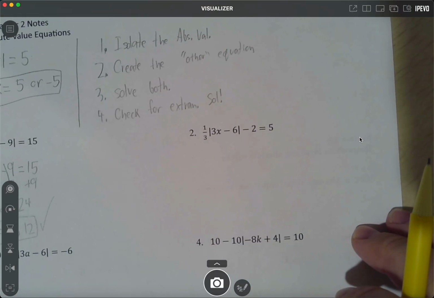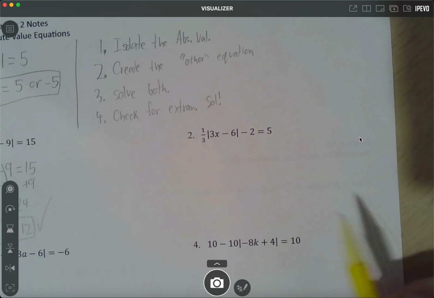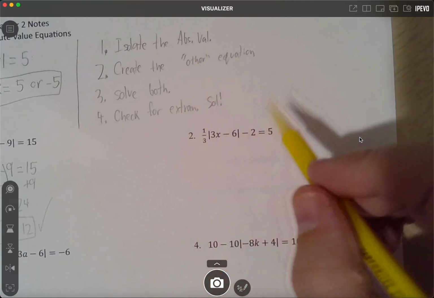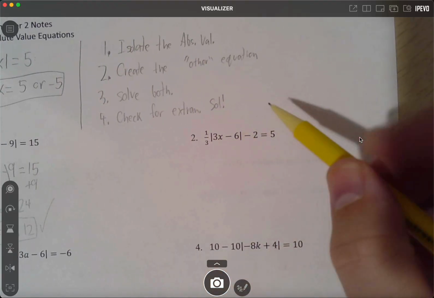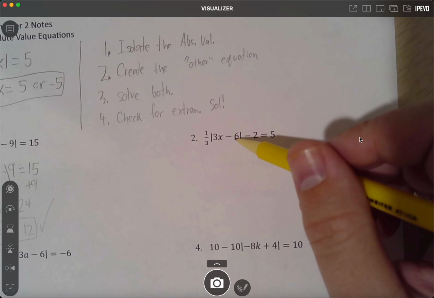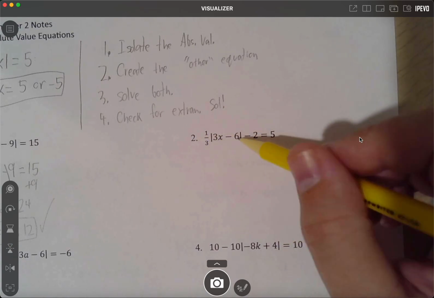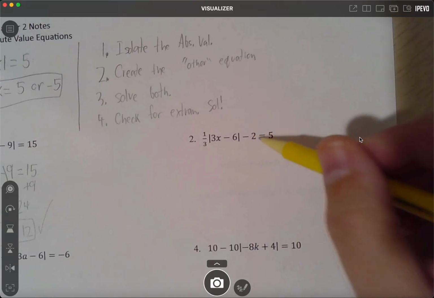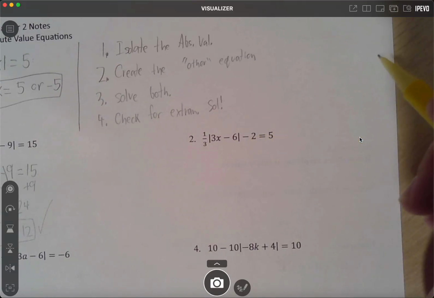All right, let's look at number 2. Now we need to worry about step 1, isolate the absolute value. My absolute value isn't by itself, and we need to ask what's happening to my absolute value. Well, my absolute value has a 1/3 multiplying and a 2 subtracting. So what do we do about that?